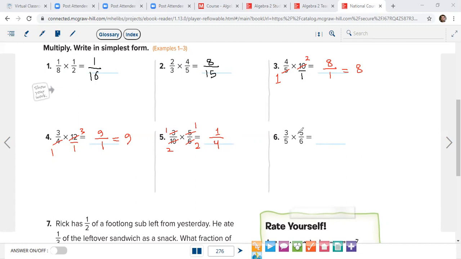Now also I can cancel the 5 up with the 5 down. Now both 3 and 6 are divisible by 3. So divide by 3 will give you 1. Divide by 3 will give you 2. So it's like 1 up and 2 down. So 1 over 2.